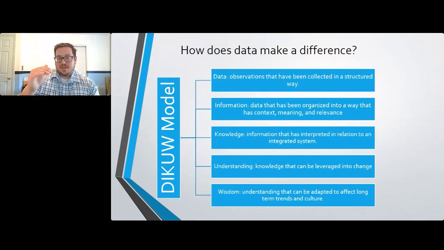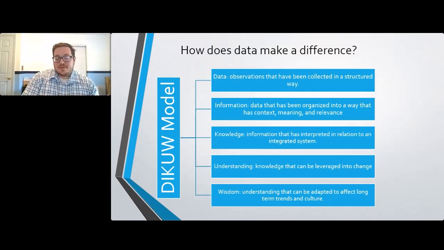Now, next we build on that and we get to the I, and that's information. So information is nothing more than data that has been organized into a way that has context, meaning, and relevance. So we'll go back to the water example. Well, there's water on the floor. Well, that's an observation, but now we need context, we need information. So water on the floor of my kitchen, very different than water into the sterilizer, very different than water in decontam. So that's why we need context.